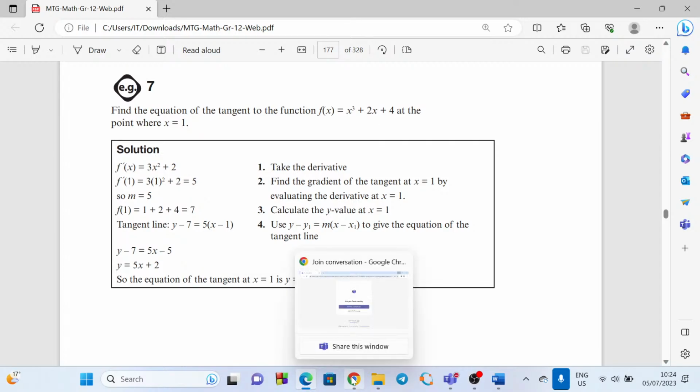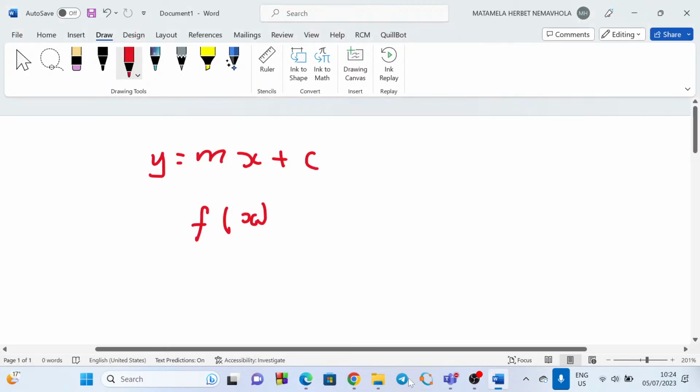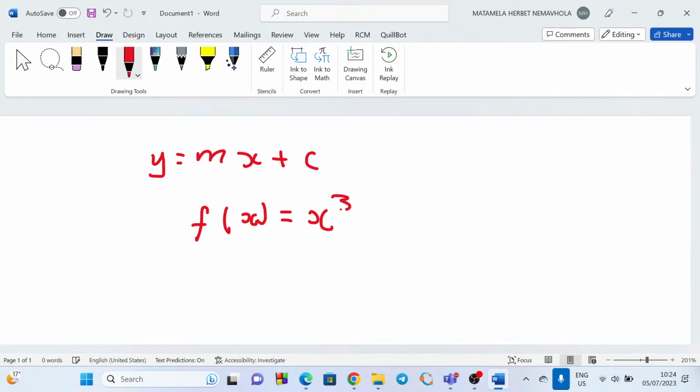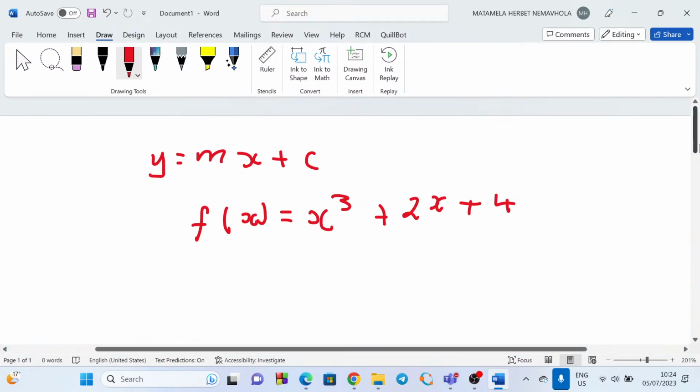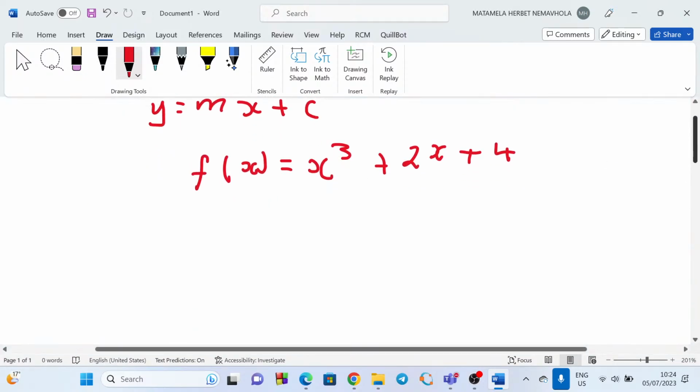So we have f of x equals x cubed plus 2x plus 4. Let me just write properly. Now I can see my handwriting today, I'm just starting writing. So it's fine when we have this.